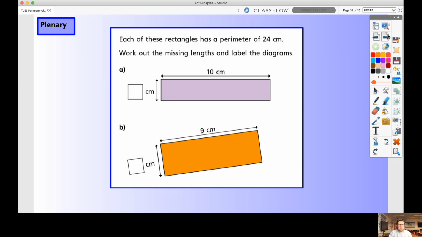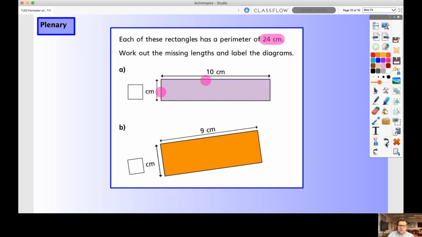Okay, let's look at the plenary. Each of these rectangles has a perimeter of 24 centimeters. Work out the missing lengths and label the diagrams, okay? Now we can do the first one together and then you can go off and do the second one on your own, okay? Right, each of these rectangles has a perimeter of 24 centimeters. That means that all 4 sides add up to make 24.